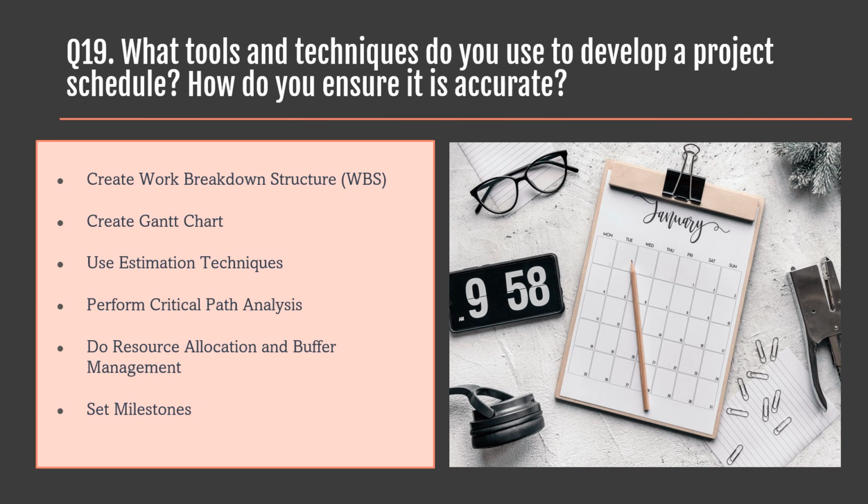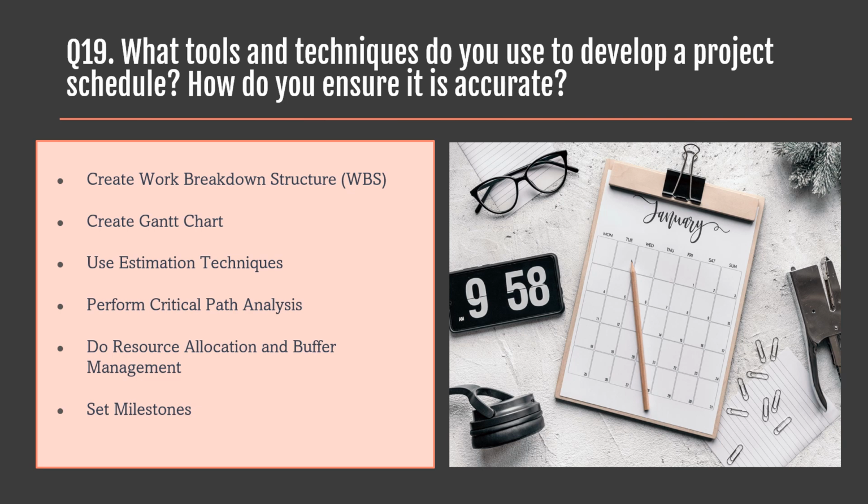Question number 19. What tools and techniques do you use to develop a project schedule? How do you ensure it is accurate? Let us look at the tools and techniques used by Mary for developing a project schedule. First, she created a work breakdown structure (WBS) like UI or UX design, which included wireframe creation, mockup design, UI development. Then backend development, which included API design, database setup, integration with payment gateway, and so on. She then developed a Gantt chart using Trello to visually represent the project timelines and identify the critical path.